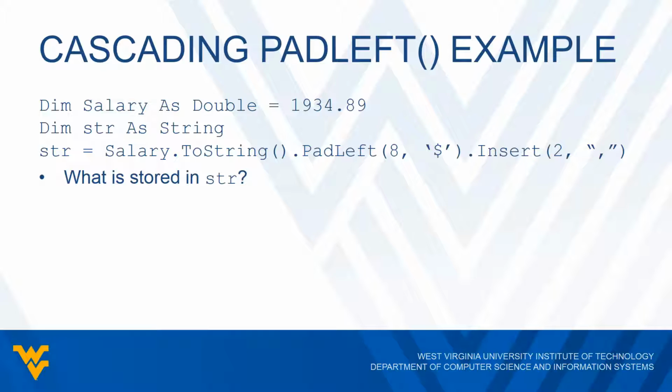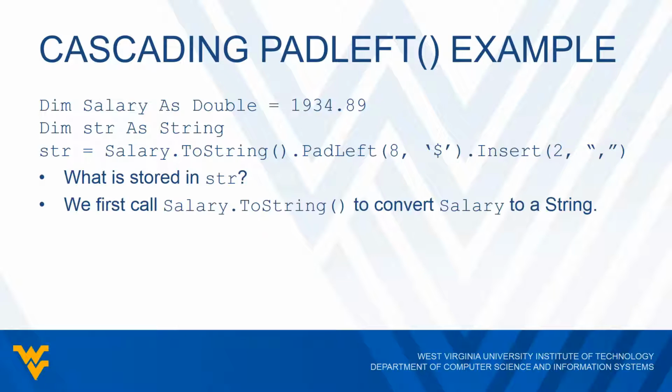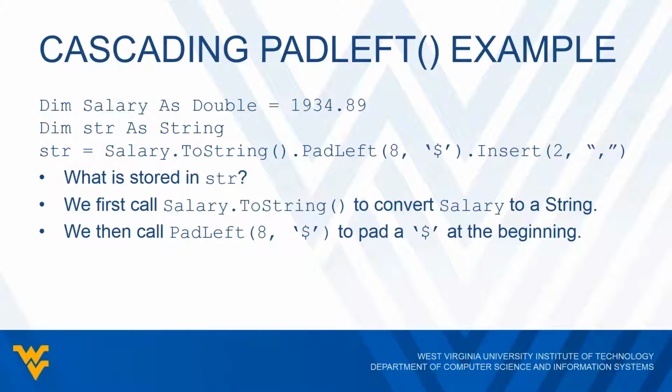The way we do cascading method calls, as we've seen before, is we go from left to right, unless there are some other parentheses going on in here. So we're first going to call salary.toString in order to convert the salary variable into a string, because right now it's a double. So that means our string would be 1934.89. Then we're going to call the padLeft method on this new string.